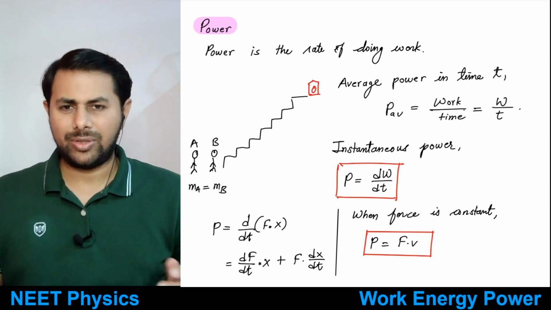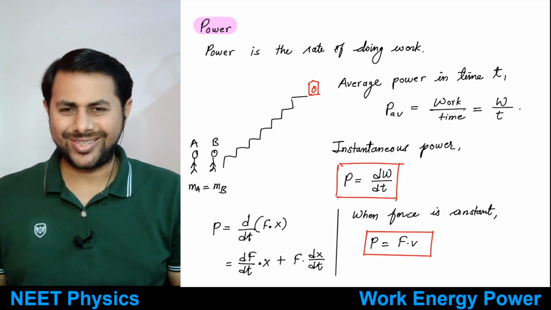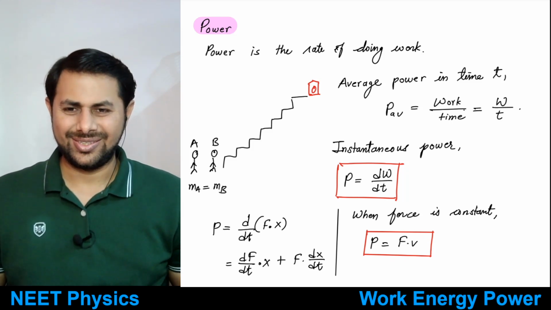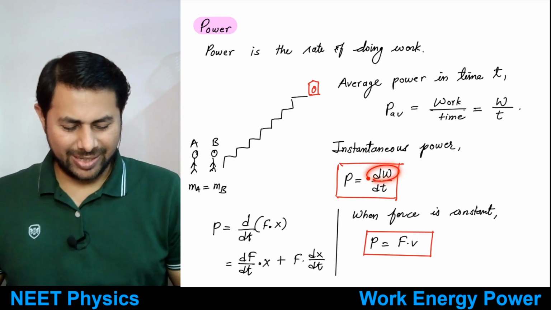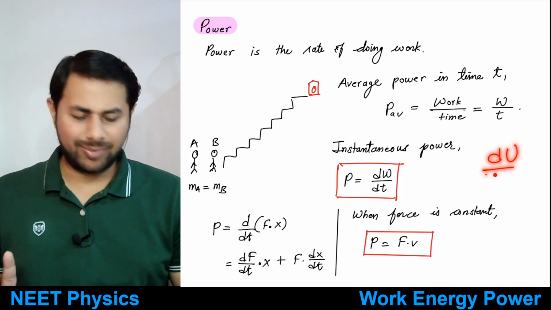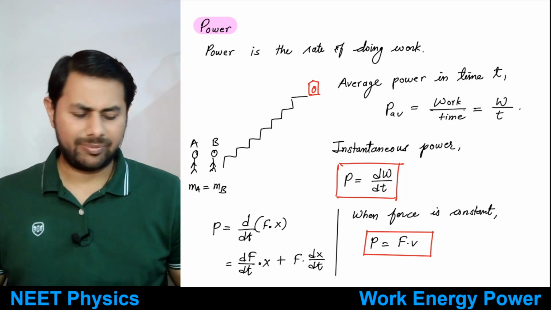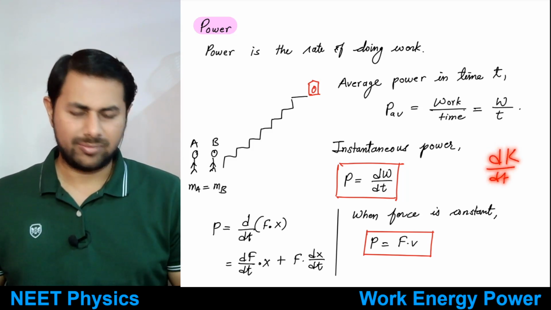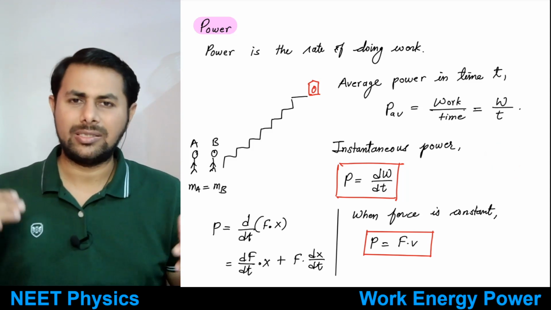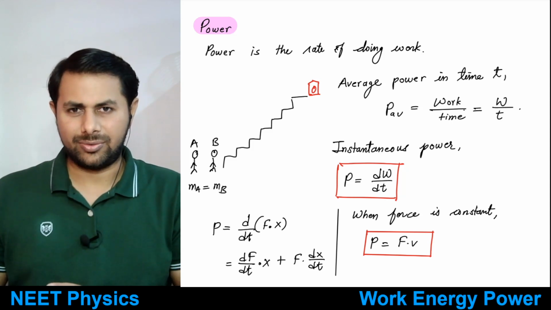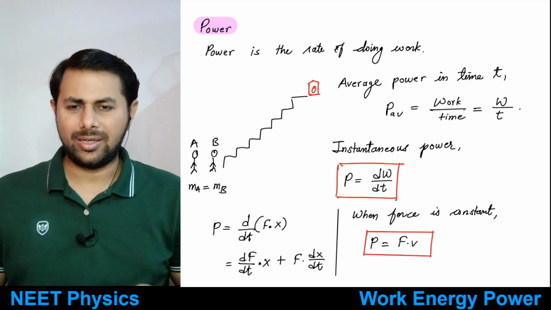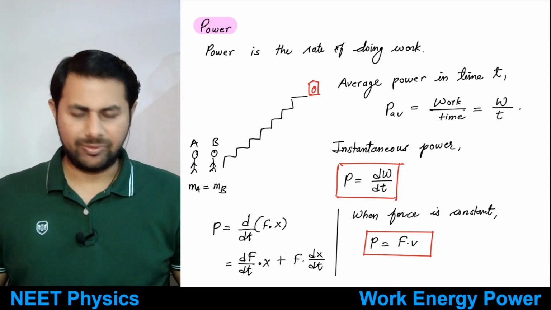Then we know that work done is equal to change in potential energy, and work done is also equal to change in kinetic energy, right? So in place of dW, sometimes we'll need to take dU by dt, sometimes dK by dt. That means power, the rate of doing work, is also the rate of change of energy. It might be potential energy, it might be kinetic energy. That's very simple, right?